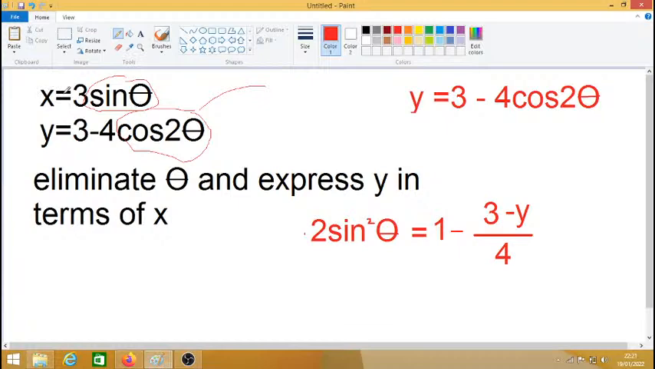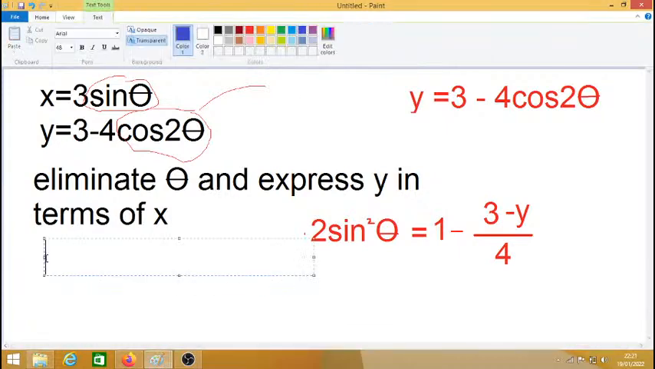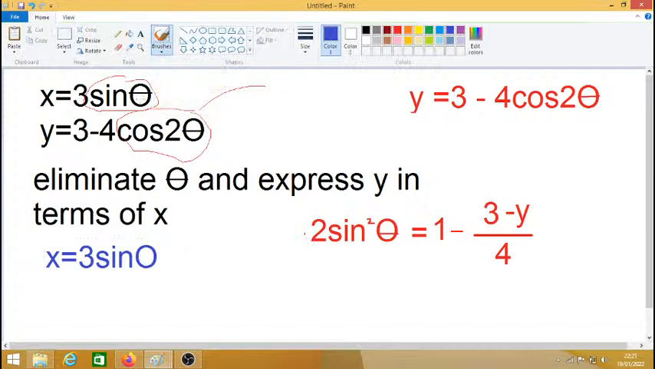The first equation says x is equal to 3 sine theta. So if I just rearrange that for sine theta, I can then substitute it to get rid of the sine theta here. So let's take that next to that first equation, which is x equals 3 sine theta. Just a little bit of rearranging to make sure that just the sine theta is there. So I can take the 3 to the other side. That's all I need to do. So now I've got sine theta is equal to x over 3.